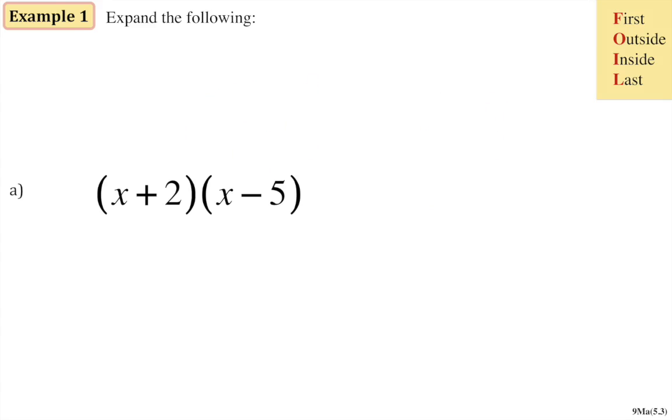So let's look at our first example. We're going to look at the first terms now. So I'm going to multiply the two first terms together. What's x times x? Well, that's just x squared. Now let's look for the outside terms. That's the x and the minus 5. We multiply those together, and x times negative 5 gives negative 5x.